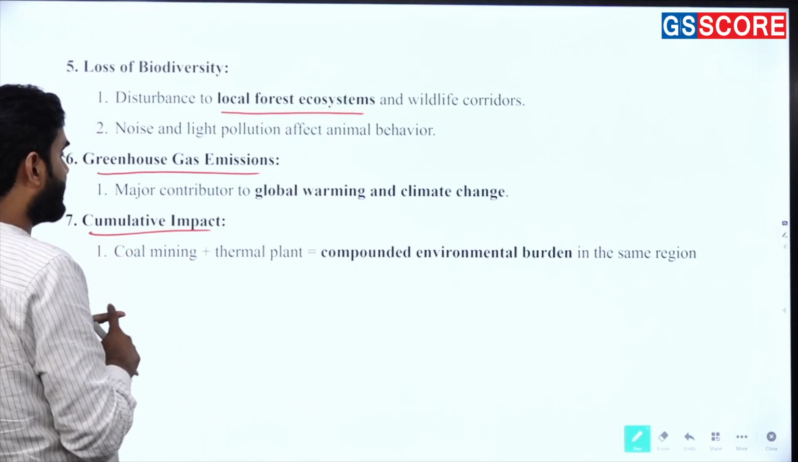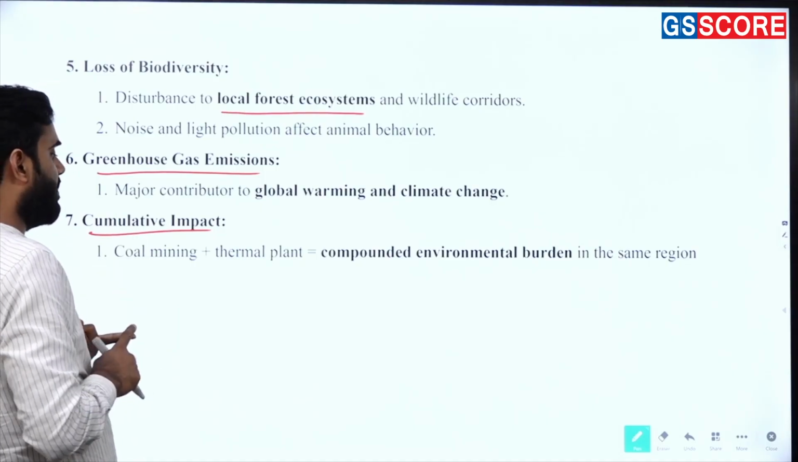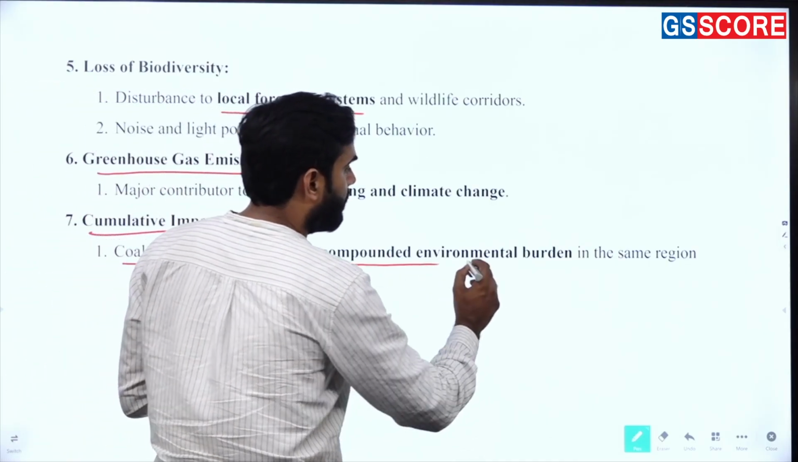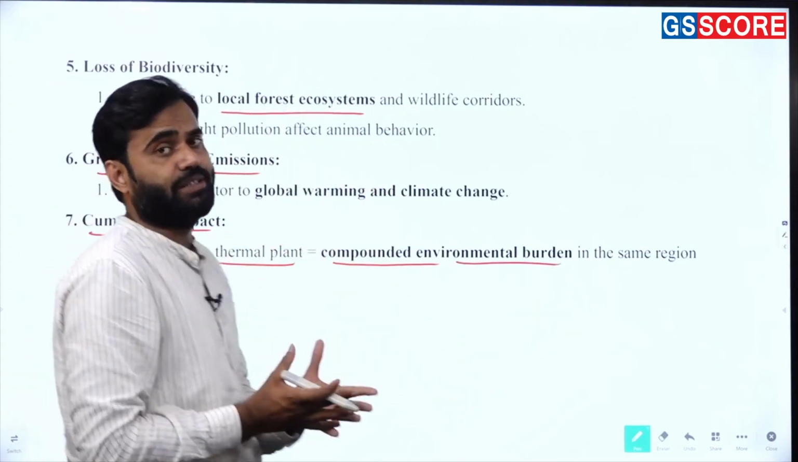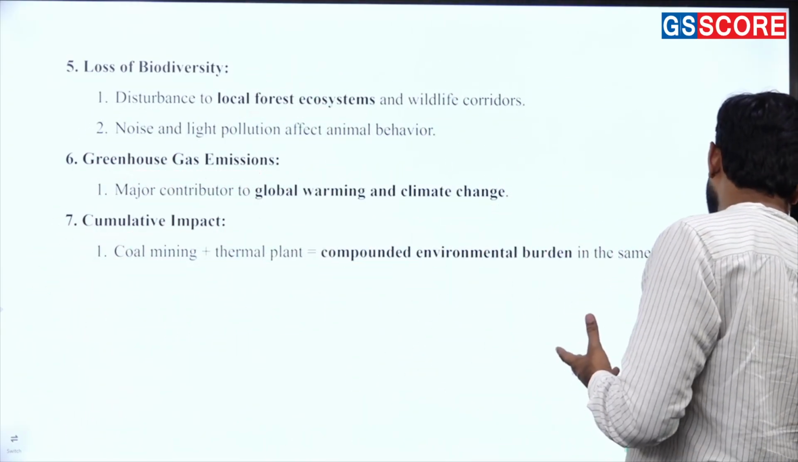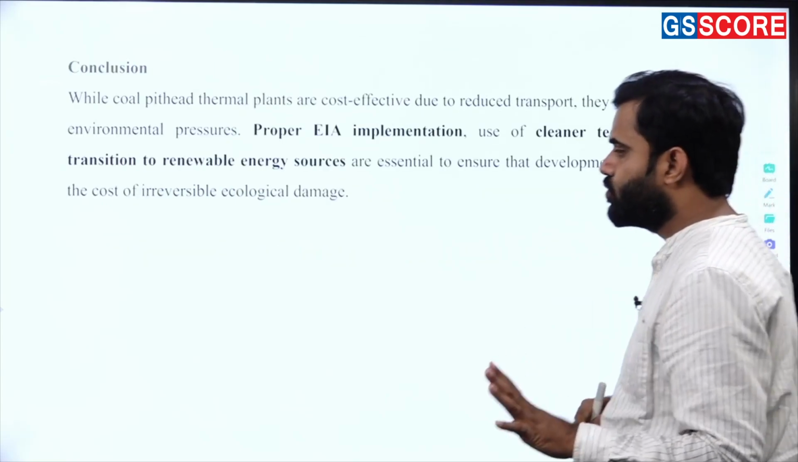Now you can easily understand the last one. I am saying cumulative impact means coal mining and thermal power plants compound the environmental burden in the same region. So this is the situation of our main body. Now let's move towards the conclusion.